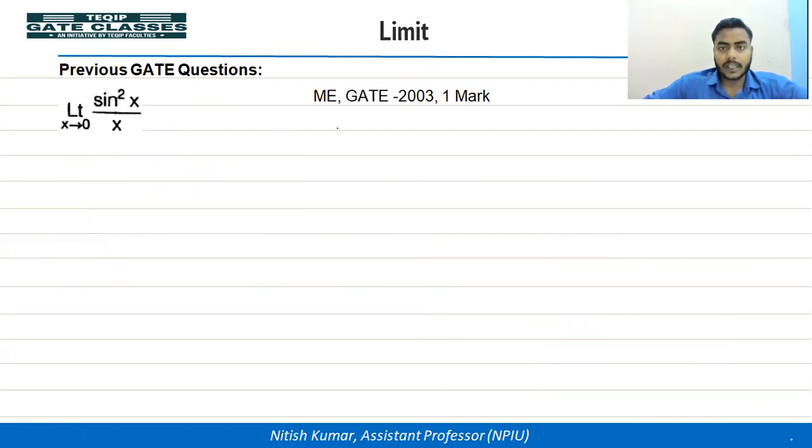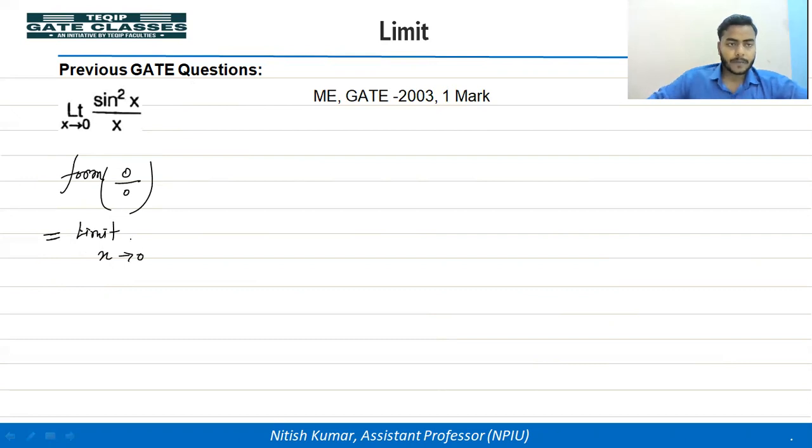Mechanical engineering 2003, for 1 mark. Take the form here. 0 by 0 form, you can check also. You can apply the L'Hopital rule. So limit of x goes to 0. Do the differentiation. Differentiation of sin square x is 2 sin x, and of x is 1. Put the value x equal to 0. What are we getting? 0.